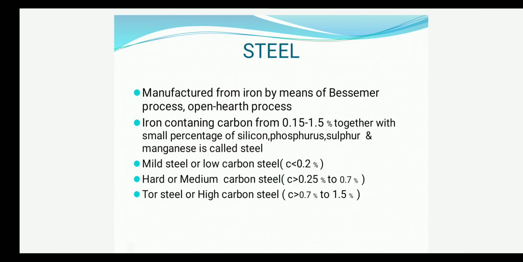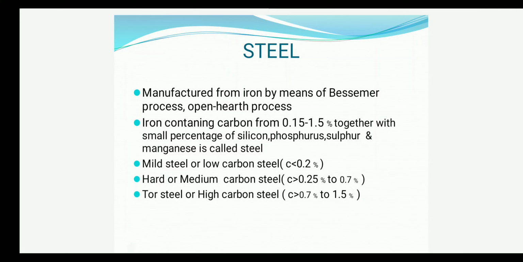Steel mainly contains iron, which has a carbon percentage ranging from 0.15 to 1.5%, together with small percentages of silicon, phosphorus, sulfur and manganese. All these materials together are known as steel. Now, the grades of steel depend upon the percentage of carbon used in the steel.